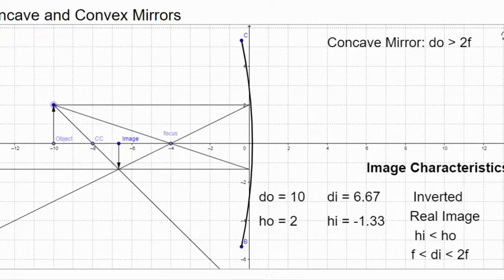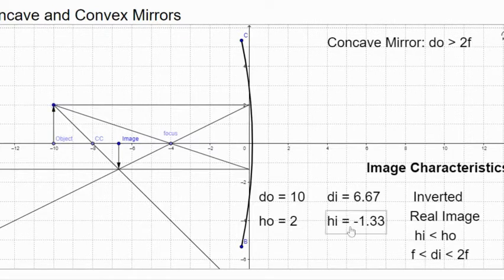But also, I started asking you a question about what's happening as the object moves closer to the center of curvature. So today we're going to do that. We're going to move the object closer to the center of curvature until it is exactly at the center of curvature. Two of the things you should have noticed are, number one, the image gets larger as the object moves closer.